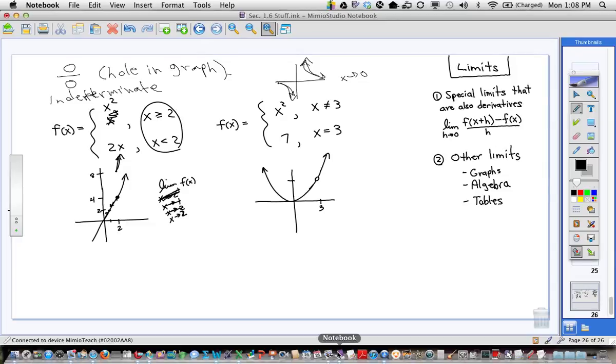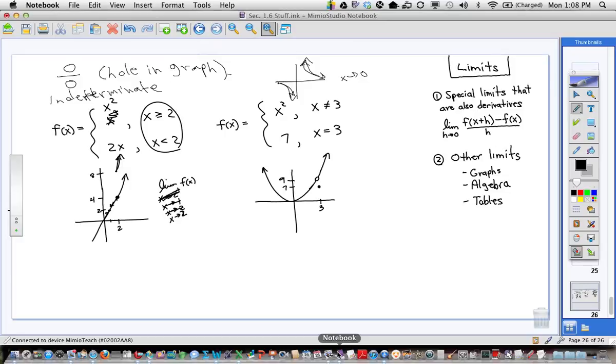3 what? 3, 9, right? At 3, 9. There's going to be a hole right there, because that's a parabola, x squared. Okay, and then what's this mean? So right here, at 7, there's just a dot, right? This function, when x is 3, is 7. But everywhere else, it's x squared. So it's that picture. So what would that be like?